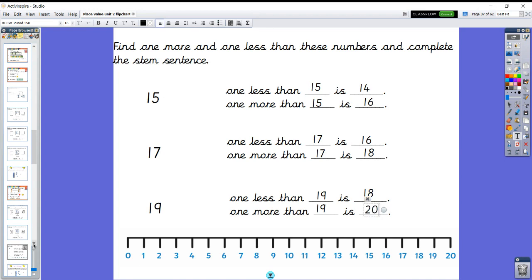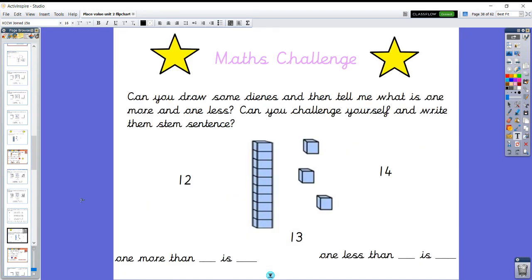Brilliant, well done, really great maths this morning. So in school we always have our maths challenge, don't we? If you want, I know you've done lots of great work already, but if you want to challenge yourself even further, I wonder if you can find some space in your book that you're writing in and draw yourself some Dienes, any number of Dienes within 10 and 20. Okay, and then write down what number it is.